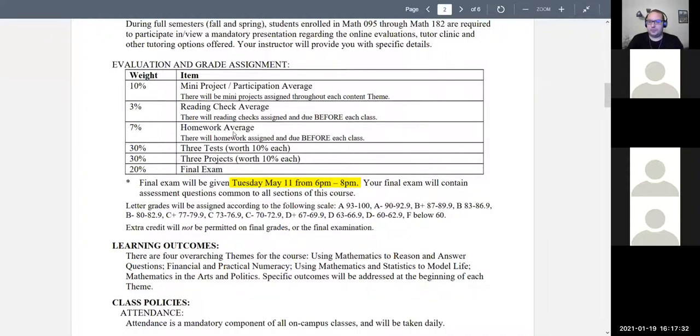So you can think of this class, we are breaking this class into three parts. We'll have part one, which is usually called theme one, part two, theme two, part three, theme three. And for each one of those, we're going to have a project, a group project, which will be the main project, 10%. And then a test, which is 10%.